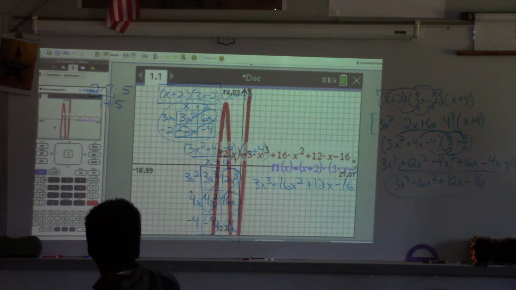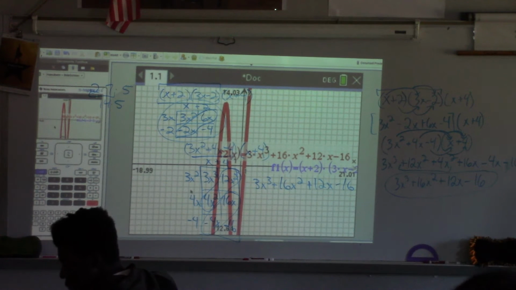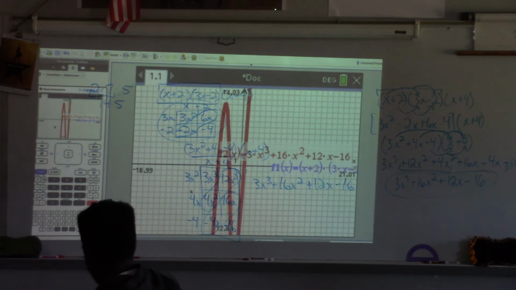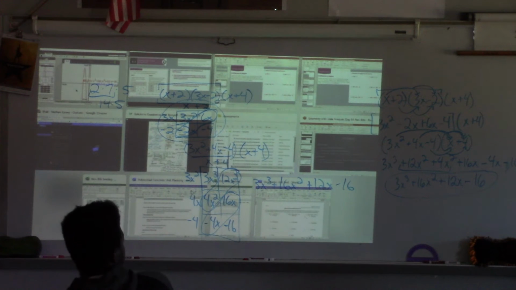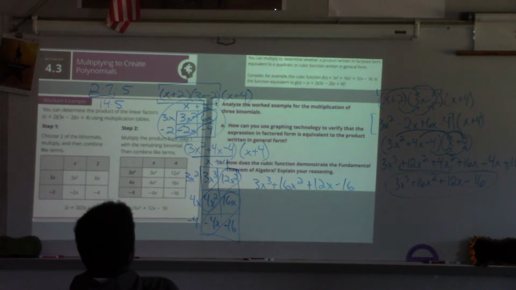So can you use this to help check and make sure that you have the right product every time? Yes. Take advantage of that. So how many do we do? That's a good question. All of them.